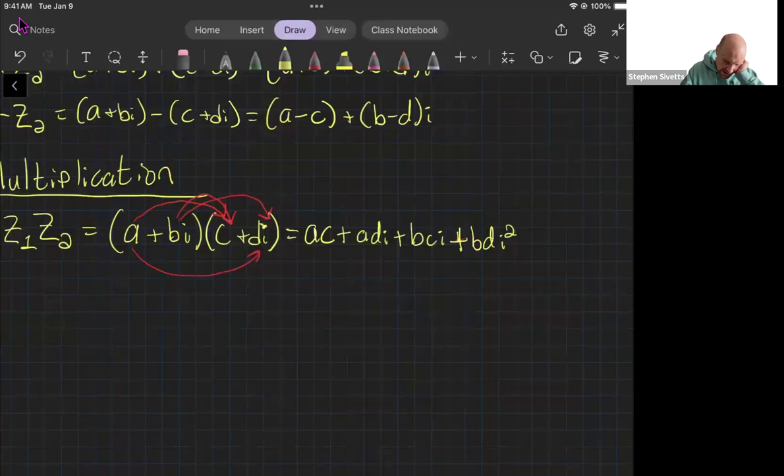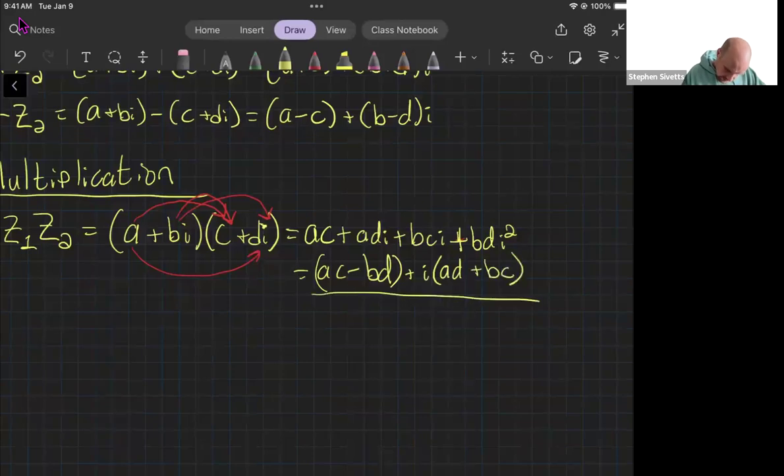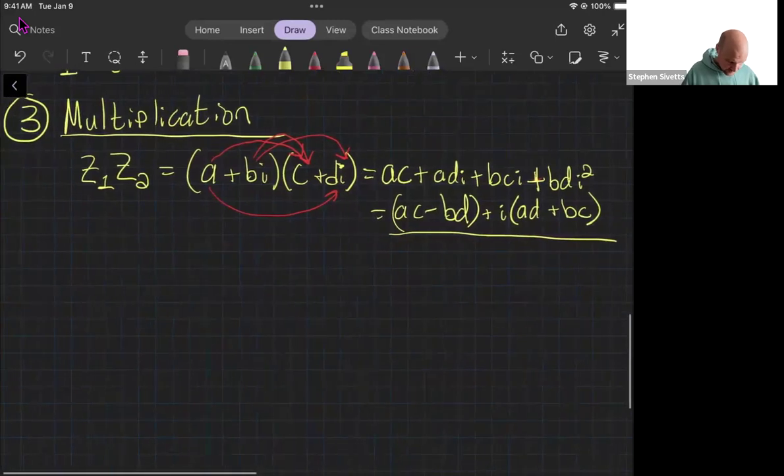But we know that I squared is -1. That's the definition of I. So that means we can group all of the real components and the imaginary components of this product. You'll have A times C minus B times D, that's the real component, plus I times AD plus BC. So that's how you multiply two complex numbers.